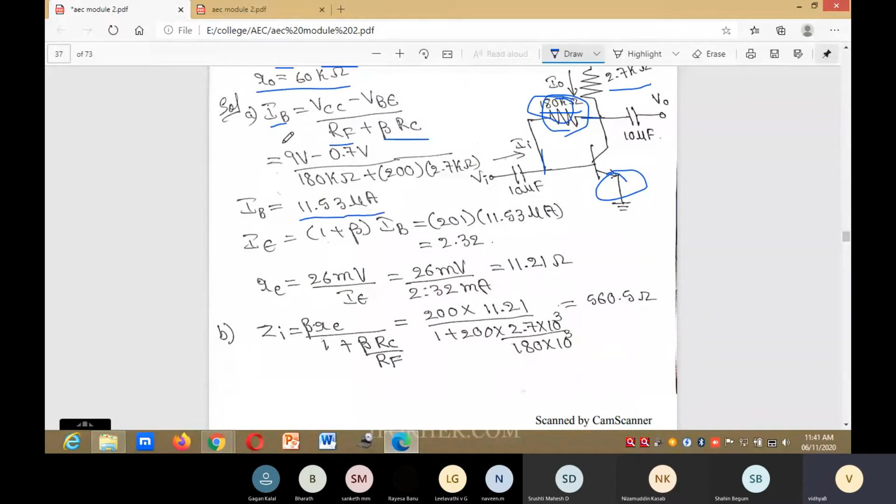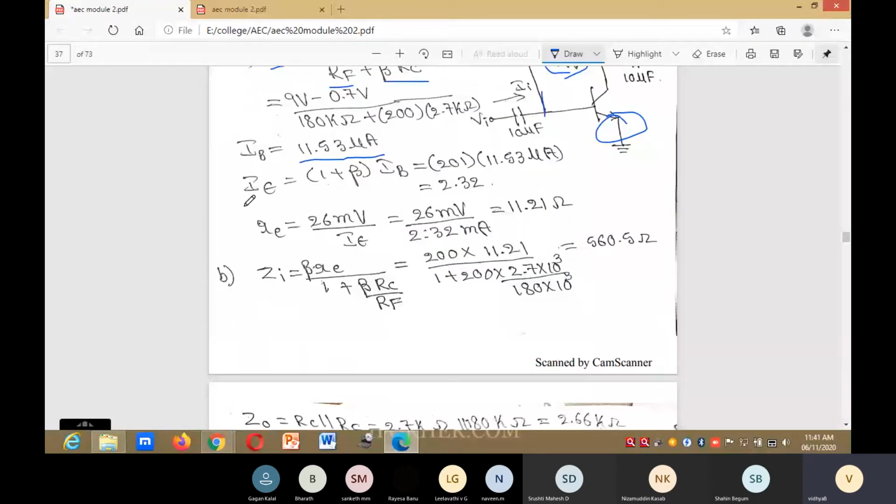VCC value is 9 volts, VBE is 0.7, RF is 180 kilo ohm, beta value is 200, RC value is 2.7 kilo ohm. If you solve, you will get 11.53 microamps. Next, we need to find out IE, (1 plus beta) into IB, you will get 2.32 milliamps.